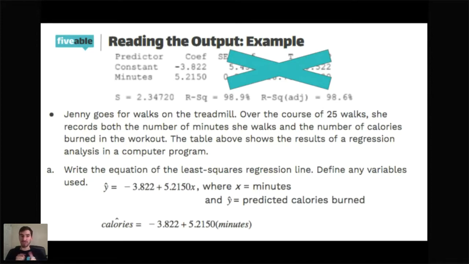Doing some more practice of the stuff we've done earlier today. Write a sentence for S. Interpret the meaning of S in the context of this scenario.